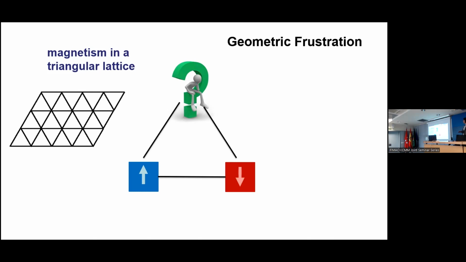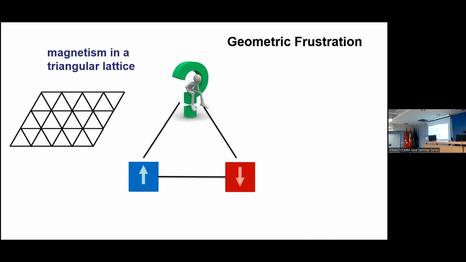So this is what we call geometric frustration: the geometry of the lattice doesn't allow you to build this nice antiferromagnetic state that we were having in the first slides. So because of this geometric frustration, I expect that this system is going to have as a ground state a state which has nothing to do with an antiferromagnet or a ferromagnet.